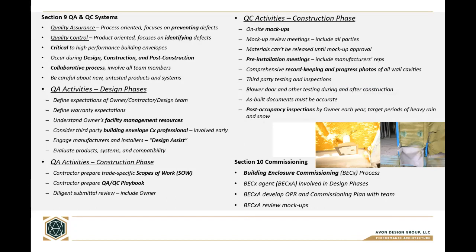Section 9 talks about quality assurance and quality control in order to have a process from design through construction that identifies and prevents defects from occurring. And if they do occur on the job site, it identifies ways of taking care of those defects so that we have continuous air barriers, thermal barriers, and moisture barriers around the envelope.